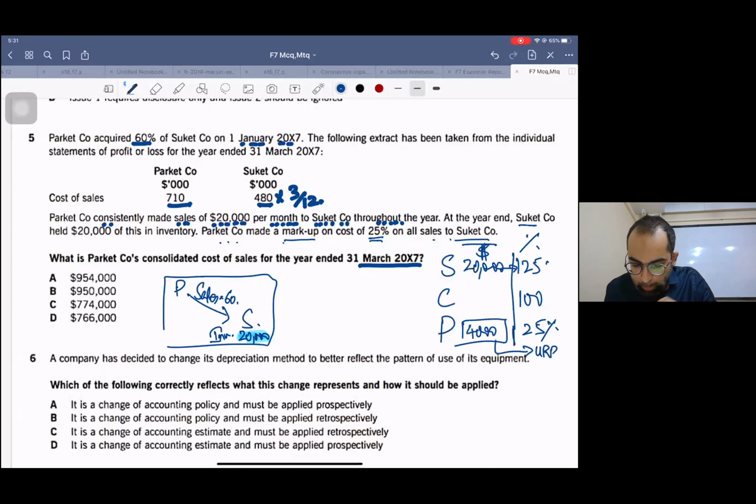Now, can anybody tell me the steps of the income statement for P to S sale of inventory? For P to S sale of inventory, there are only two steps. Number one, whatever is the amount of transaction between P and S, just deduct it from consolidated sales and consolidated cost of sales. First step. The second step is URP. URP is added in consolidated cost of sales.